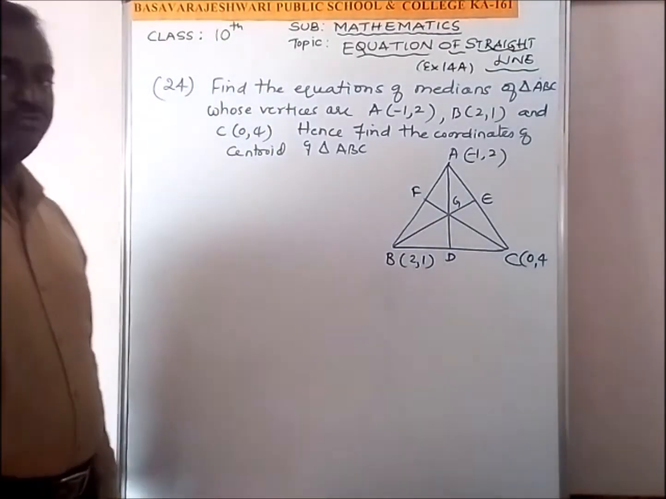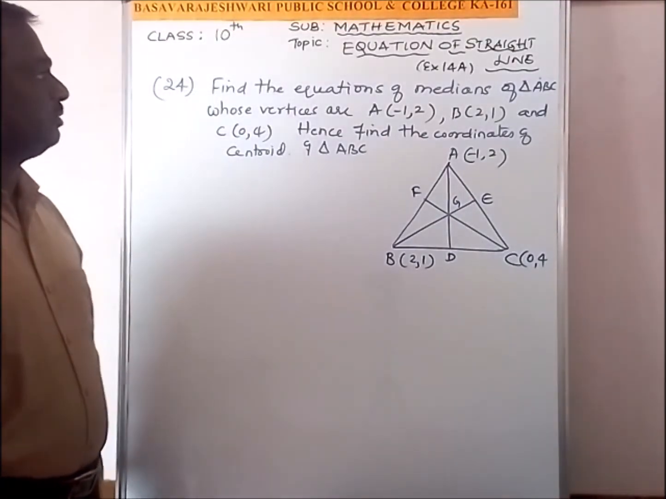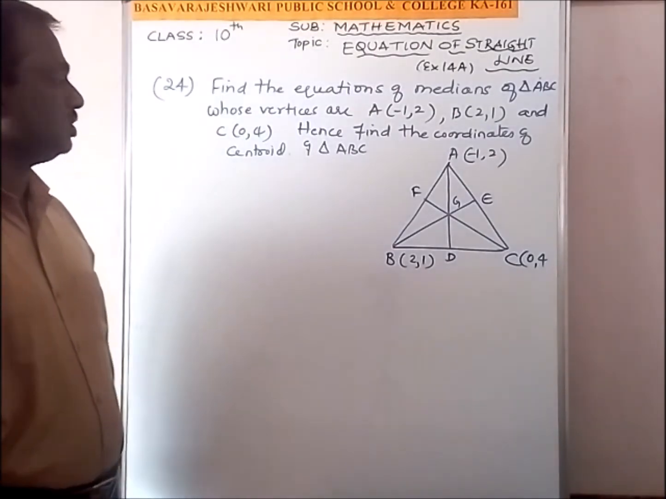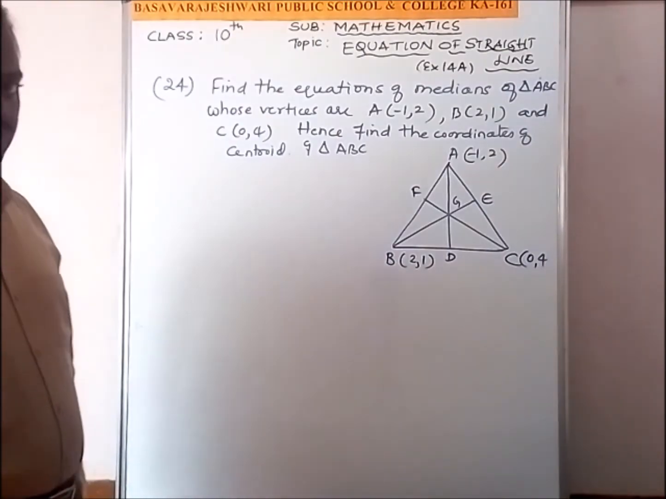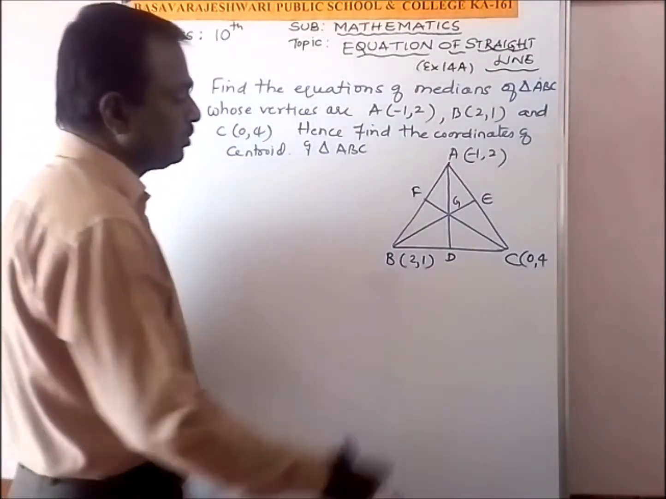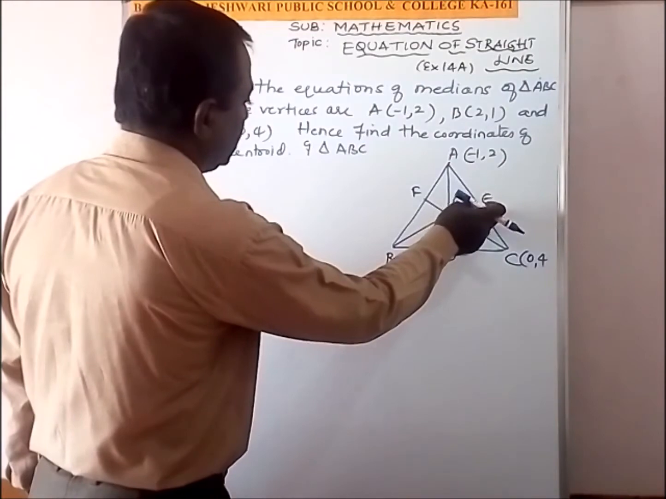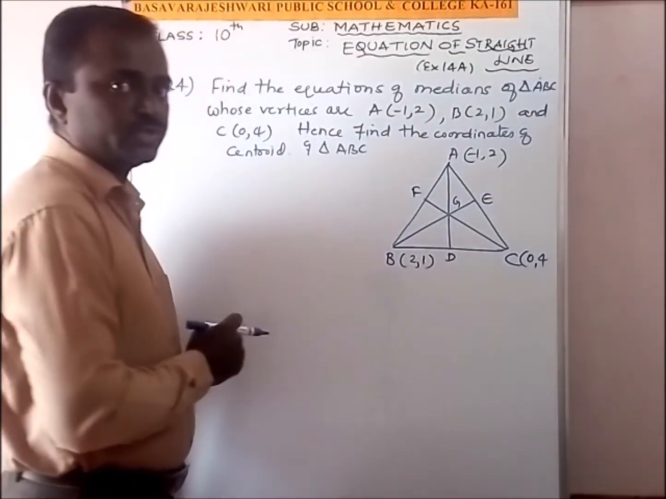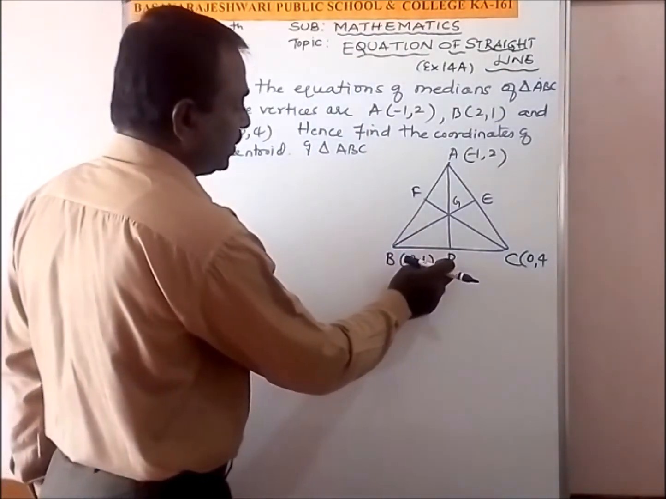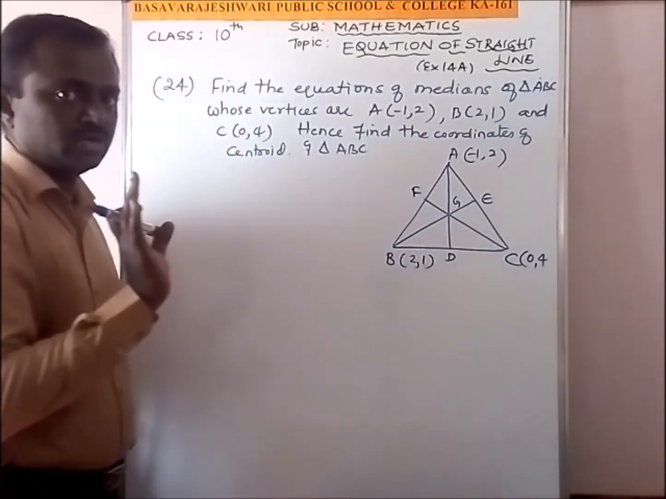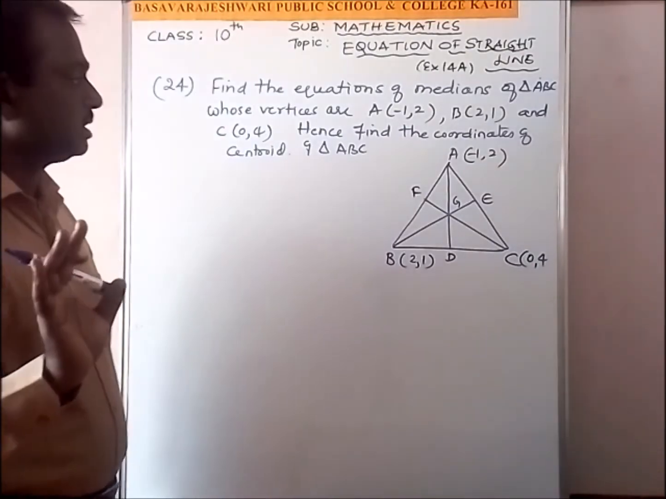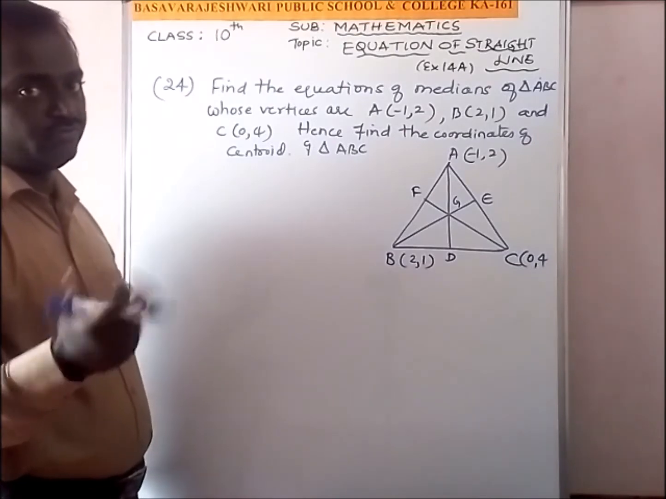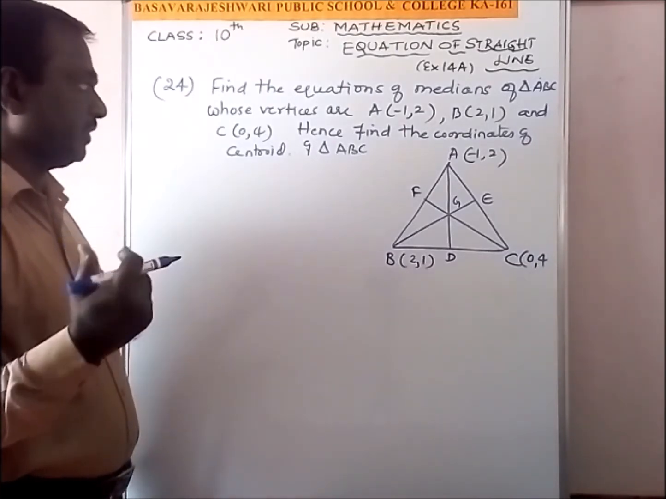See, if you observe the 24th question, find the equation of the medians of triangle ABC whose vertices are A(1,2), B(2,1) and C(0,4). So in order to find the equations for the medians, what do you have to find out? You have to find the coordinate points of D, E and F. How can we find them? Using the midpoint formula, we can find D, E and F. You will get the coordinates of 3 midpoints. Correct? Then we can find the equation using the 2-point form.